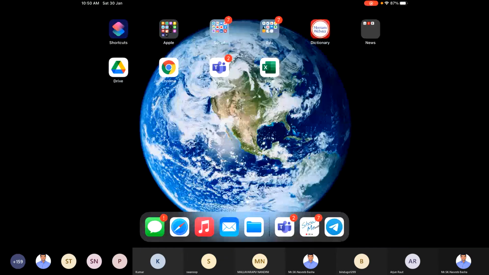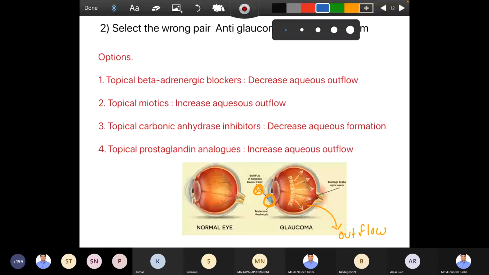Okay. So we're talking about glaucoma, right? Glaucoma is increase in intraocular pressure. That pressure causes optic nerve damage. So the major mechanisms of action are two things. One, you need to increase the outflow of the aqueous fluid, that means you are removing the water from inside so that the pressure decreases. Or you have to decrease the aqueous fluid formation. So you should not allow this fluid to form, or you should increase the outflow. This is the mechanism of treating glaucoma.